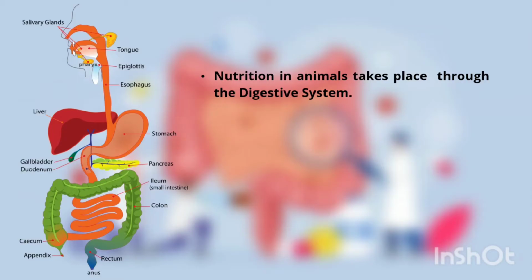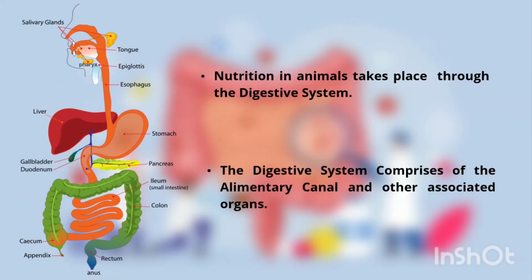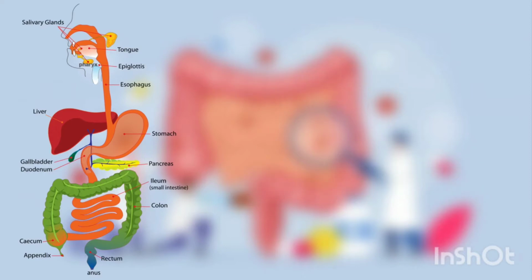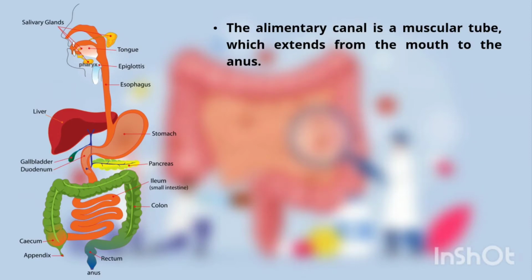Nutrition in animals, just like in humans, takes place through the digestive system. The digestive system comprises the alimentary canal and other associated organs. The alimentary canal is a muscular tube which extends from the mouth to the anus. It is a tube 9 meters in length, or 30 feet.